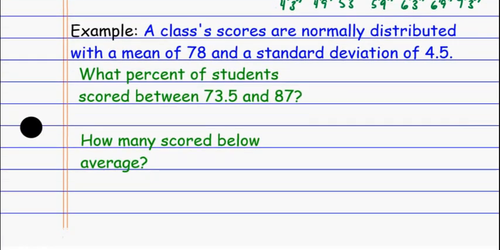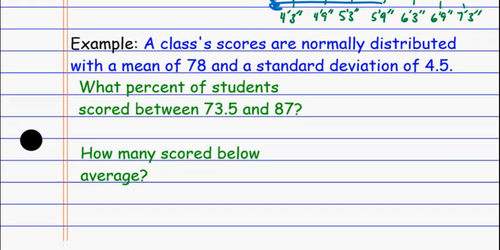Right here, a class's scores are normally distributed with a mean of 78 and a standard deviation of 4.5. So once again, I'm going to draw the normal distribution curve. I put the mean at the center. So this one's going to have a 78 right in the middle. I'll do this one at the top this time. I like drawing them at the top.